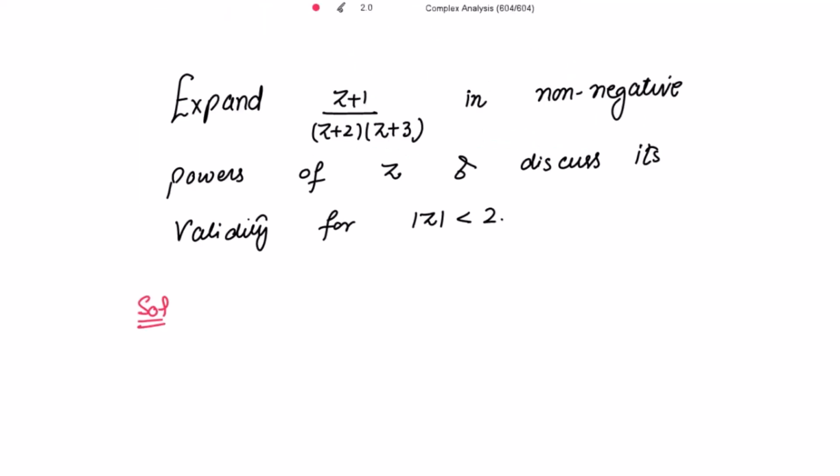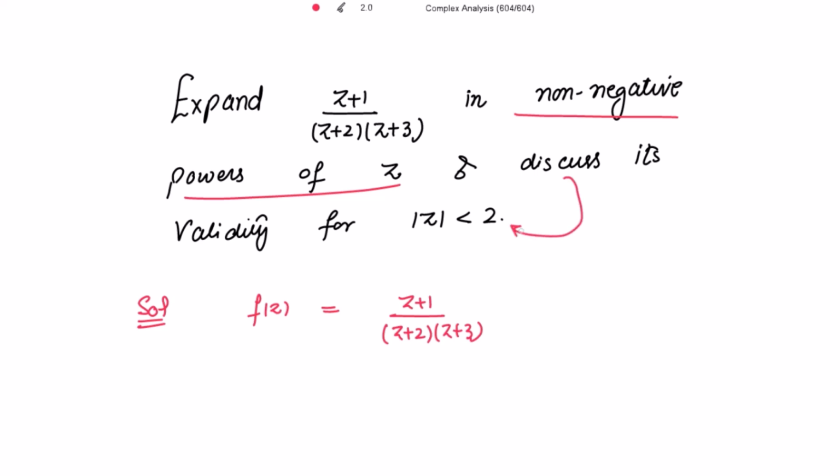We need to expand this function in non-negative powers of z, and also we need to discuss its validity for mod z strictly less than 2. So our function is (z plus 1) divided by (z plus 2)(z plus 3), because we need to discuss its validity for mod z less than 2. Yes, we need the non-negative powers of z in the expansion, and also the validity for mod z less than 2.